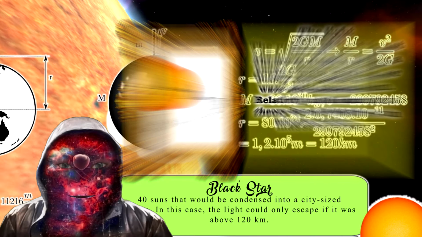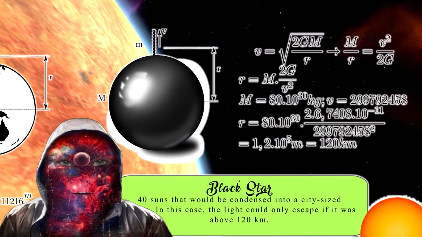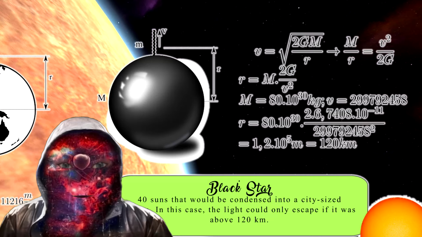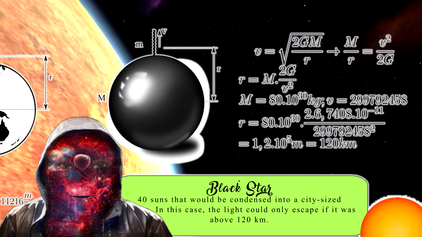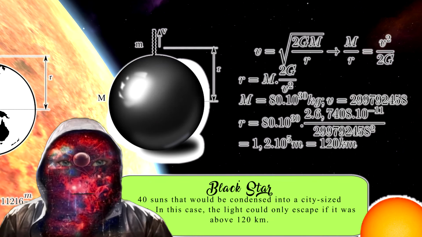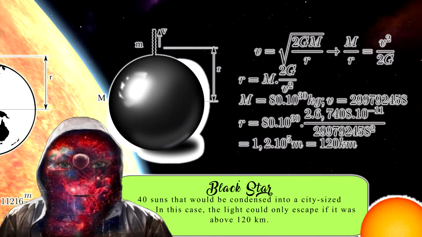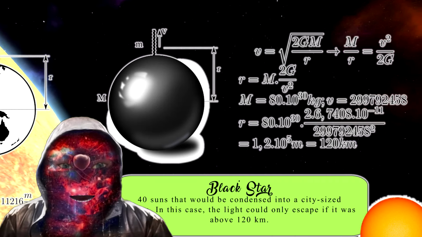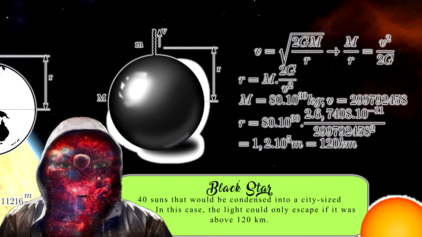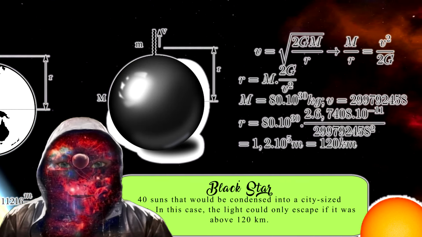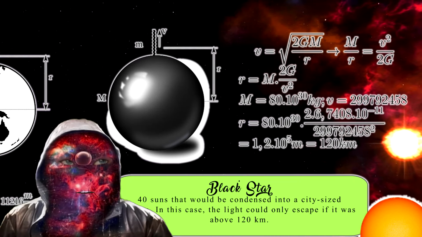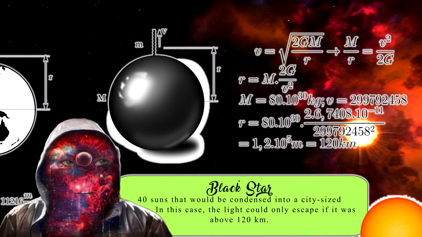The mass of the Sun is 2 times 10 raised to 30 pounds, so 40 suns is approximately 80 times 10 raised to 30 pounds. Ignoring the mass loss of black star formation, we can now calculate the radius of that black star. That calculation gives 120 kilometers. That is 40 suns that would be condensed into a city-sized sphere.